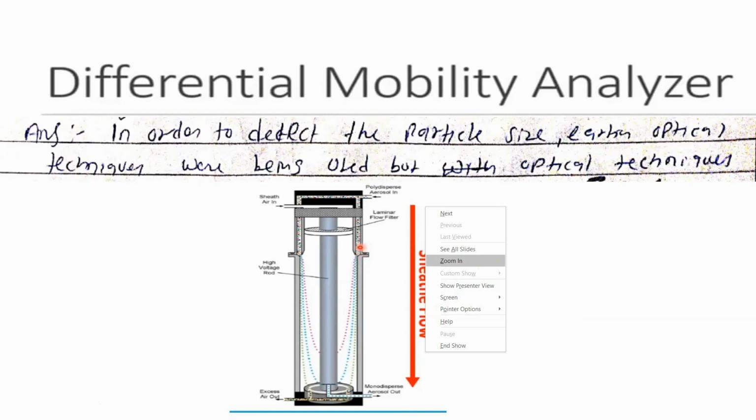Earlier we were using different techniques, like optical techniques, in order to measure the particle size, and now we are moving on to the DMA or DMPS system, which is able to measure smaller particle sizes than optical techniques. In optical techniques the size of the particle was limited. We were able to measure only 50 to 100 nanometers. With DMA it has been reduced to 2 to 5 nanometers. So that's why we are moving on to DMA.